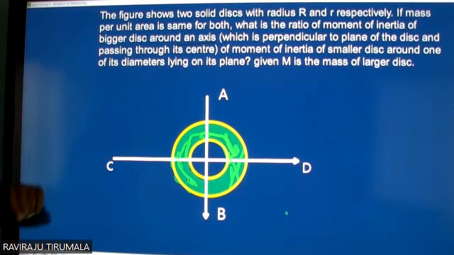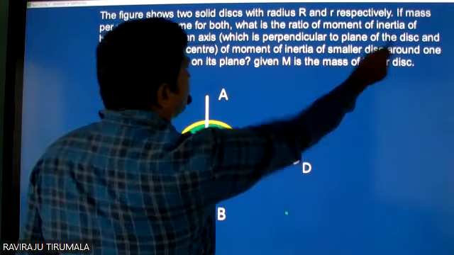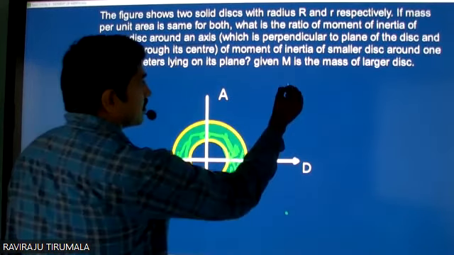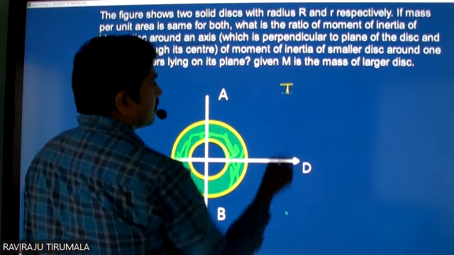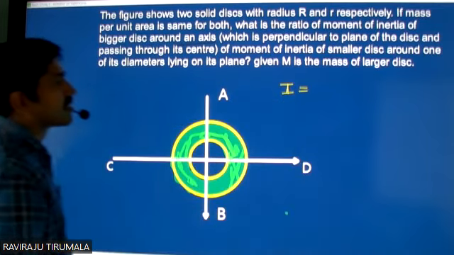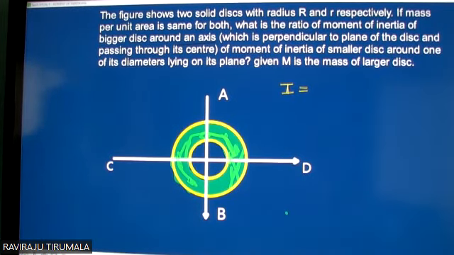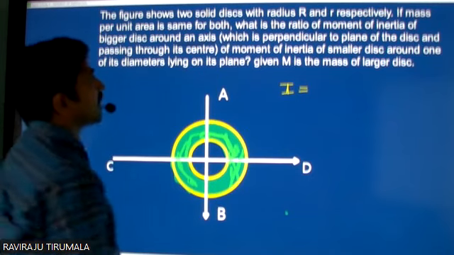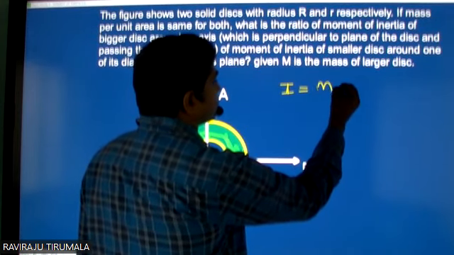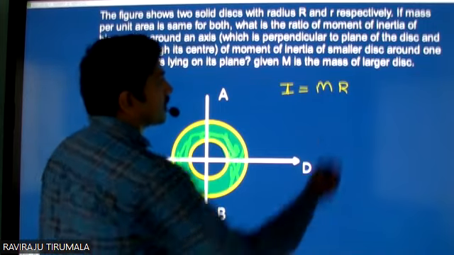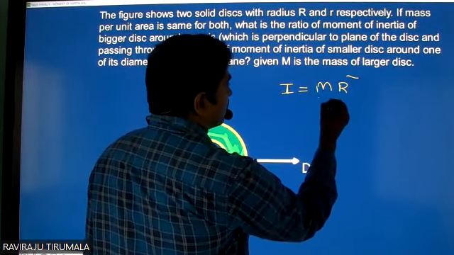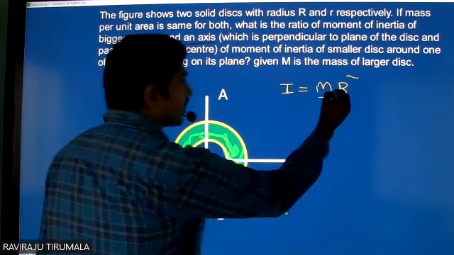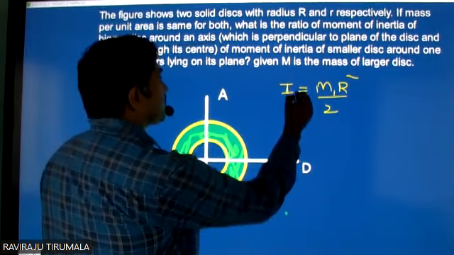For the bigger disk, what was the axis taken? Perpendicular to the plane of the disk and passing through its center. For a disk, what is the formula for moment of inertia about an axis passing through the center and perpendicular to the plane? What is that? M R square by 2. Mass is also different, no? So I will take M1 here. Now, this is for the first one.